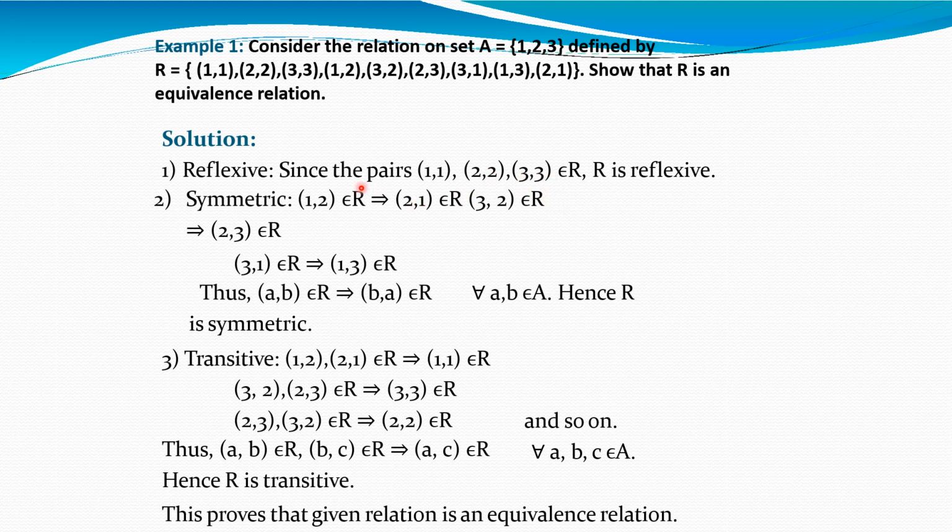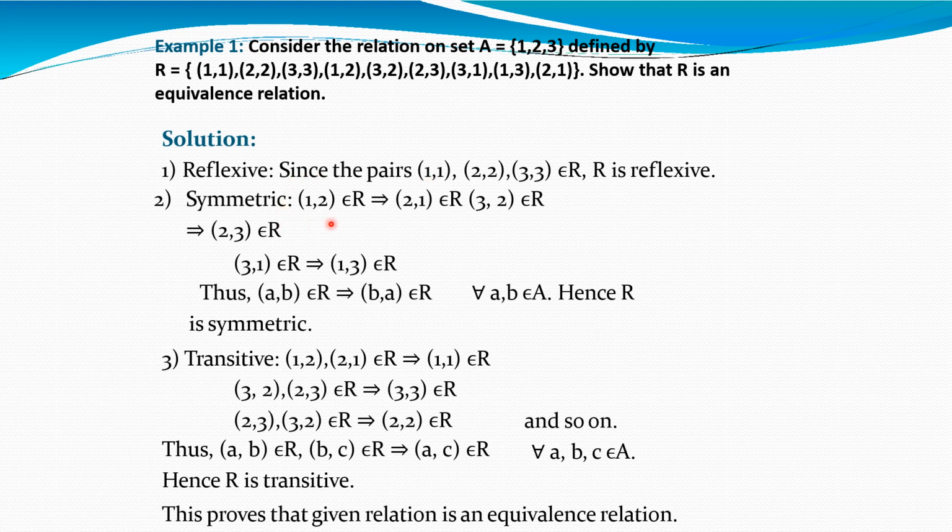But see, if only (1,1) and (2,2) are present in R and (3,3) is not present in R, then that relation cannot be a reflexive relation. So for every element a in A, (a, a) must be present in R. Then only the relation is reflexive.